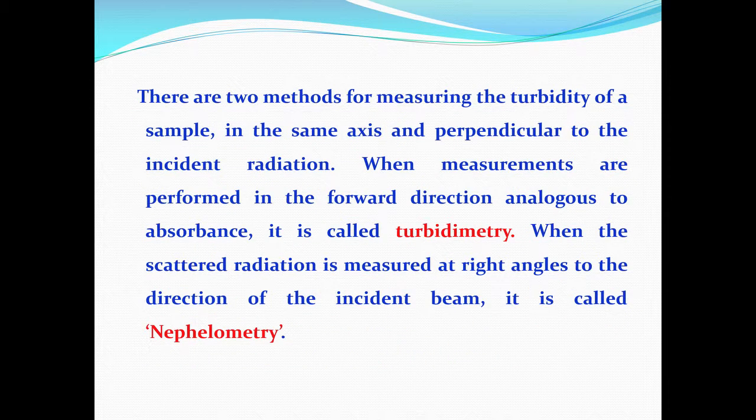So, there are two methods for measuring the turbidity of a sample: in the same axis and also perpendicular to the incident radiation. When measurements are performed in the forward direction, just like spectrophotometry, that is in the direction of electromagnetic radiation, analogous to absorbance, it is called turbidimetry. But suppose I measure at right angles to the direction of the incident beam, it is called nephelometry.